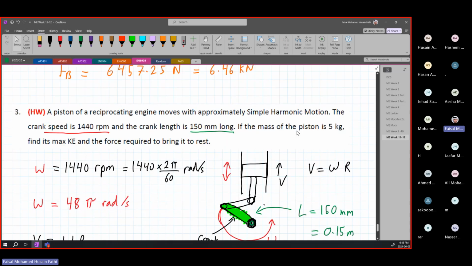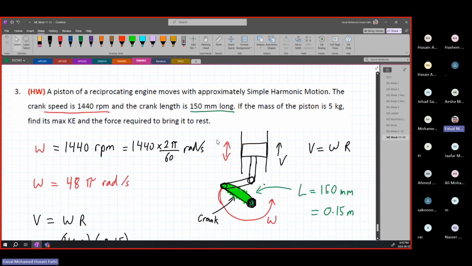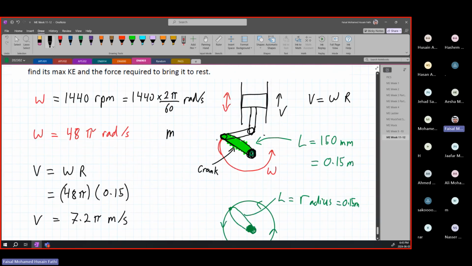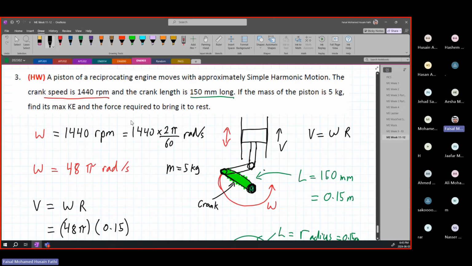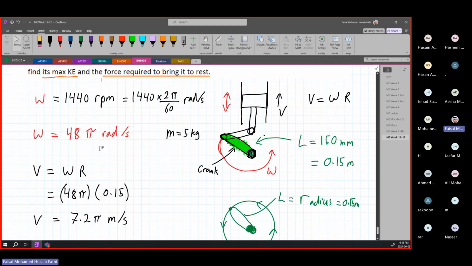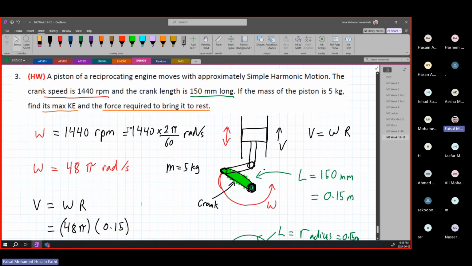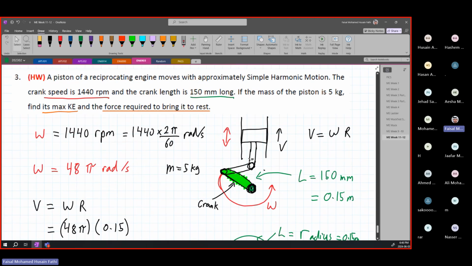The reason we need to find velocity is if we read on in the question, if the mass of the piston is 5 kilograms, so we're given the mass is 5 kilograms, find its maximum kinetic energy and the force required to bring it to rest. All right, so we need to find the maximum kinetic energy, meaning that we need to find half mv squared. That is why we are finding our velocity. And then we're going to have to calculate the force to stop this motion, to get our v to be equal to 0. All right, so one step at a time.